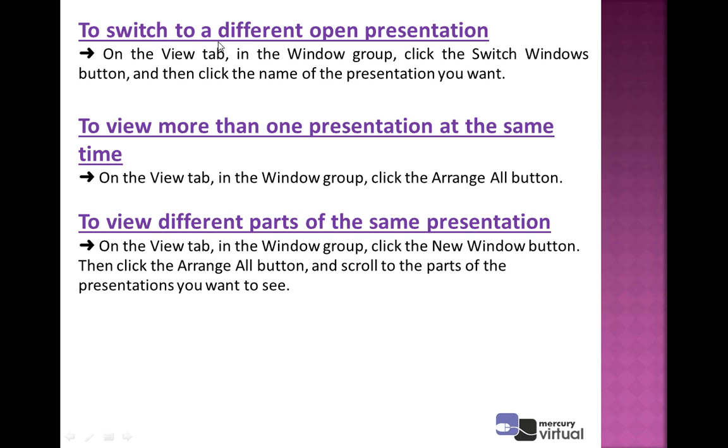Next is how to switch between different open windows. Simply go to the View tab, go to the Windows group, click the Switch Windows button, and then click the name of the presentation that you want. Then, to view more than one presentation at the same time, it is the same process: go to the View tab, go to the Windows group, click the Arrange All button, and the windows will be arranged.